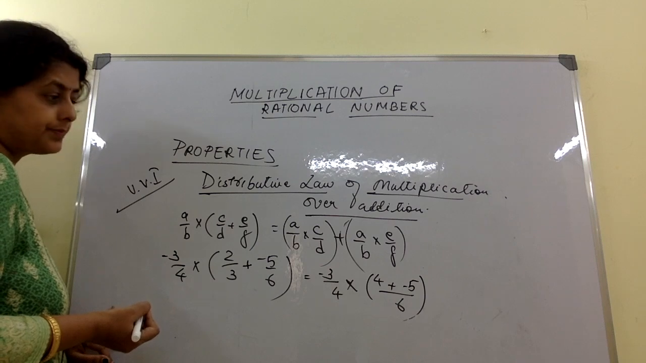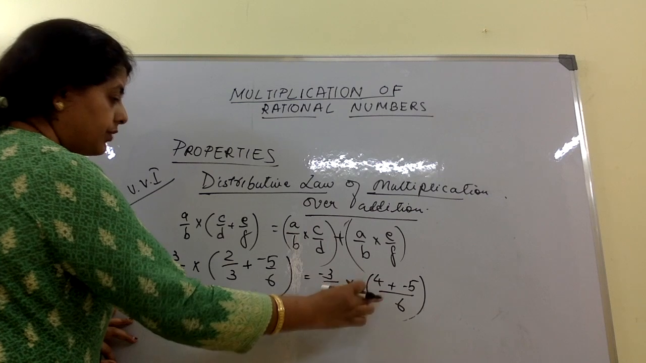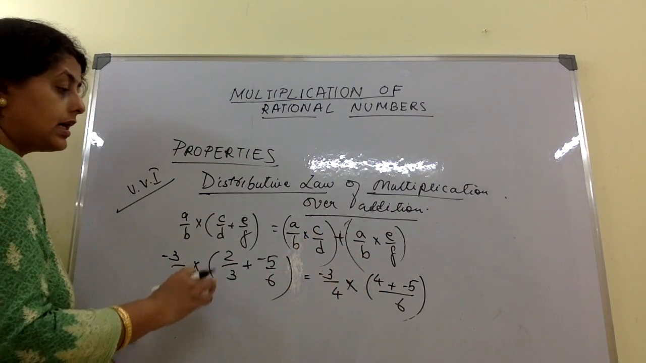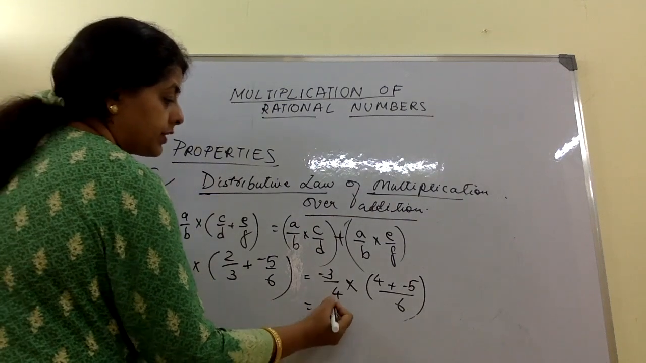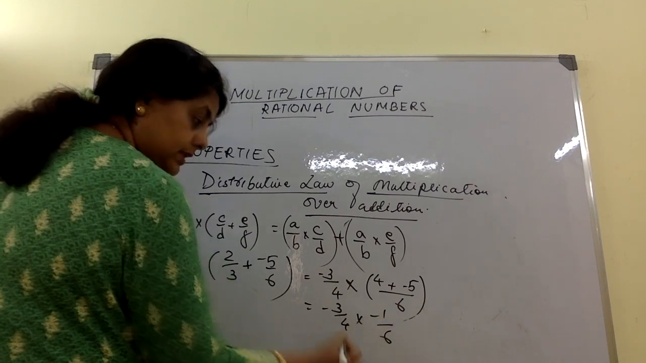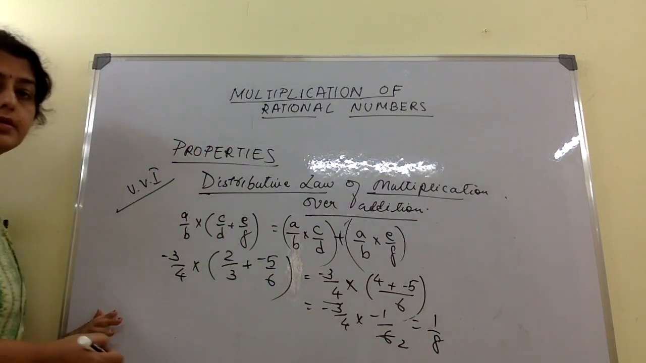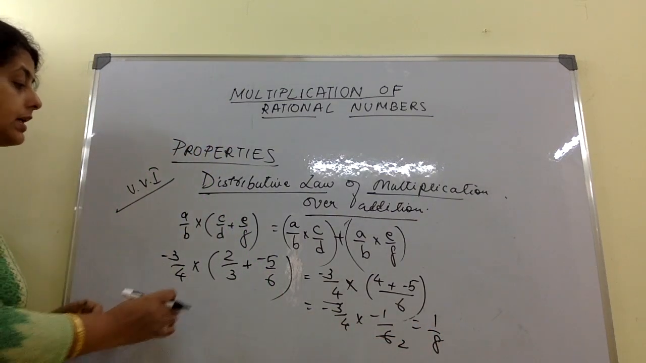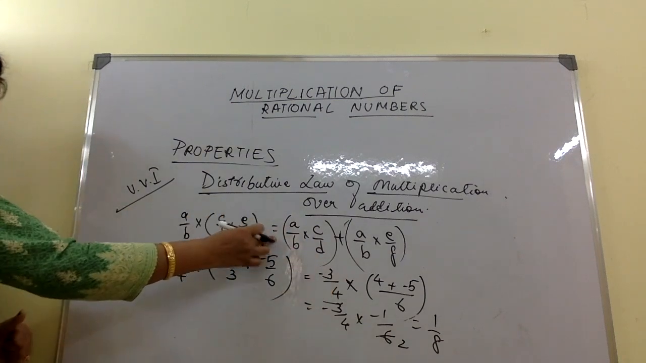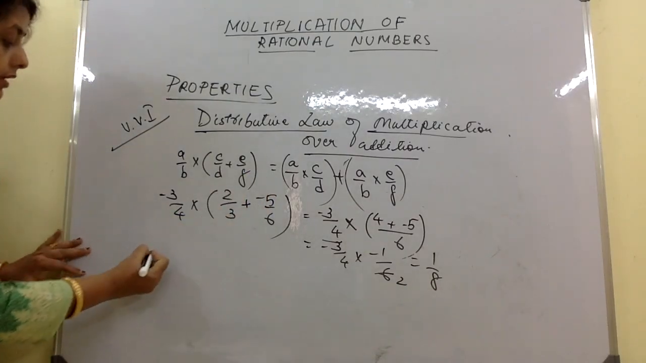How much is it? So minus 3 by 4 into 4 plus minus 5 by 6. So here minus 3 by 4 into minus 1 by 6. This is 2. This is 1 by 8. So 1 by 8 I get on this side. This part of it comes to 1 by 8. Let me try out this part now. So now let me do this side.